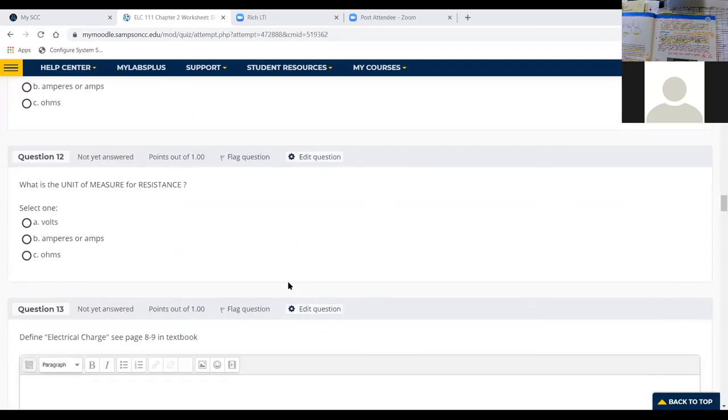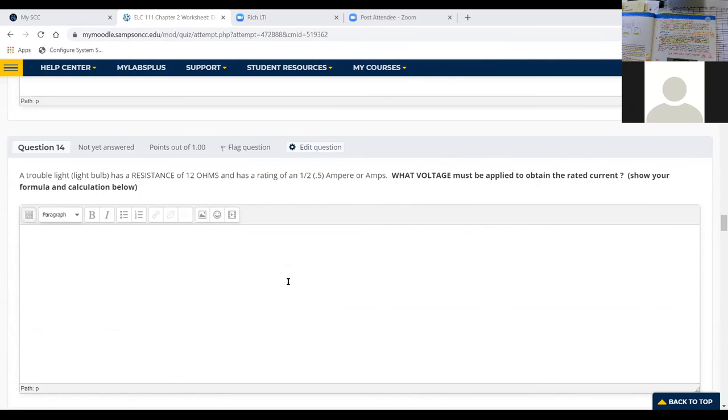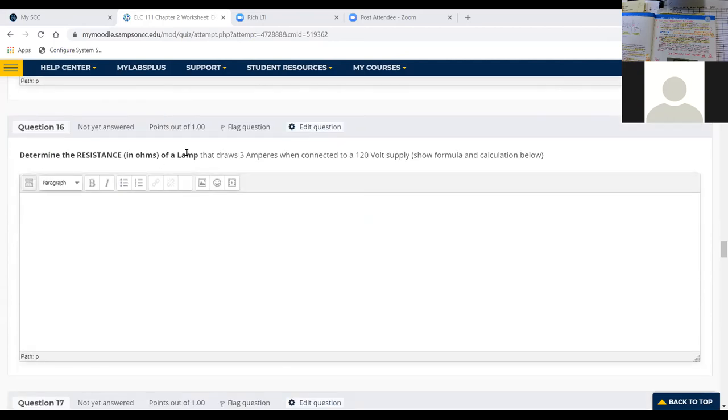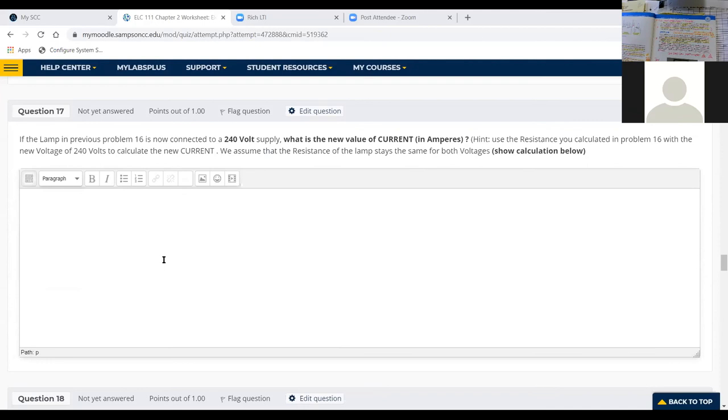And then when you get down to calculations, here, a trouble light has 12 ohms and a half amp. What voltage must be applied? You're going to write your formula right in here in the answer, okay? And then here's another one. So you're going to type in your complete equation in here with the answer, and go. I copy pasted all this stuff in there, so you can do it online.